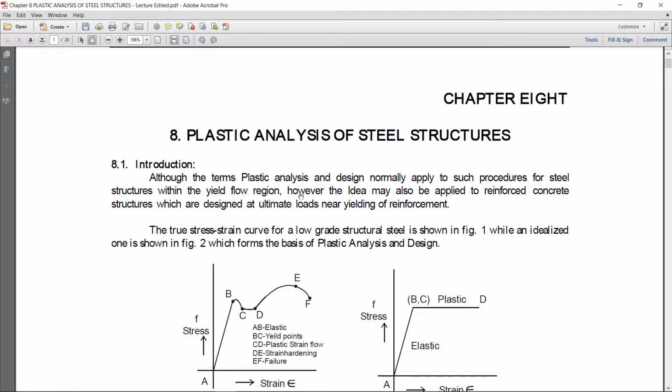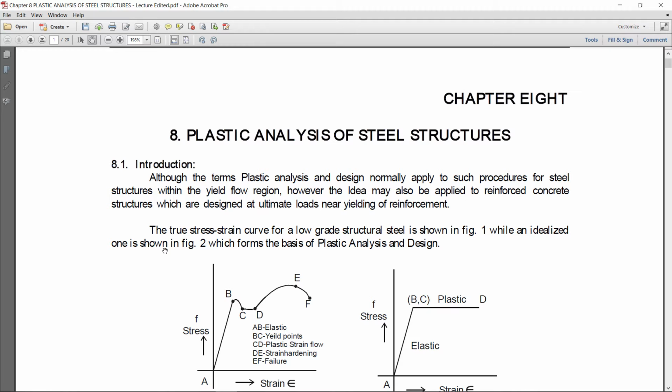However, the idea may also be applied to reinforced concrete structures. This plastic analysis we can also extend to reinforced concrete structures which are designed at ultimate loads near yielding of reinforcement. Due to the yielding of reinforcement bars in reinforced concrete structures, we can extend the idea of plastic analysis to concrete structures.